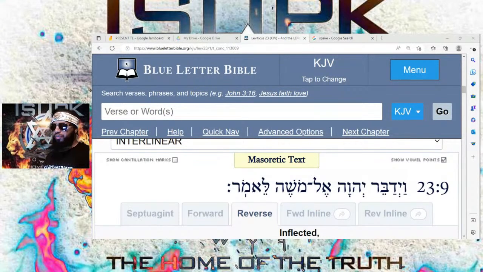That is true. Wa yadabar. So that wa in front of the yadabar means "and." Now that ya in wa yadabar, that ya in front of the bar. What does the ya mean within wa yadabar?